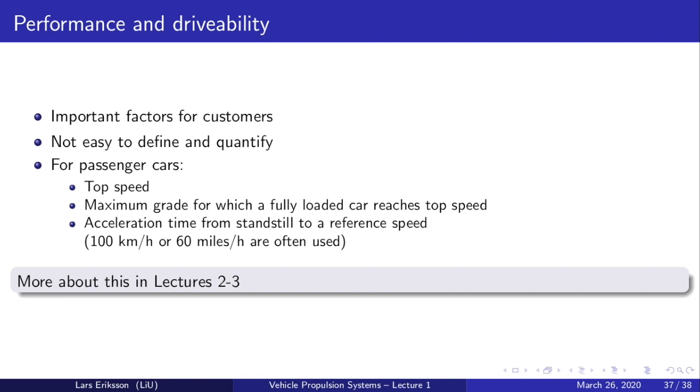For passenger cars, top speed is one of the numbers that we are using to compare and buy vehicles from. We have also maximum grade, for which a fully loaded car can go to the top speed, and we have acceleration time from standstill to reference speed. Normally we have 100 kilometers an hour or 60 miles per hour, and we usually want to have about 10 seconds for a regular vehicle to deliver the performance that we're expecting. If you love performance, you can reduce the time, so for example 5 seconds or 4 seconds to reach 100 kilometers an hour. But we'll talk more about this in the lecture on Tuesday.